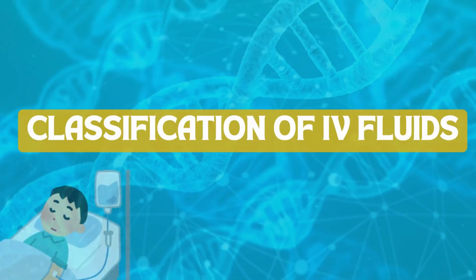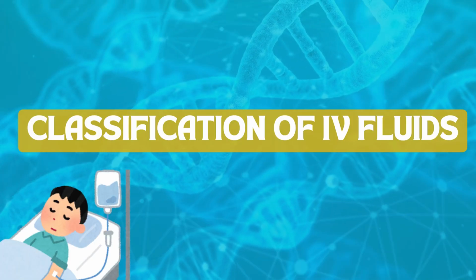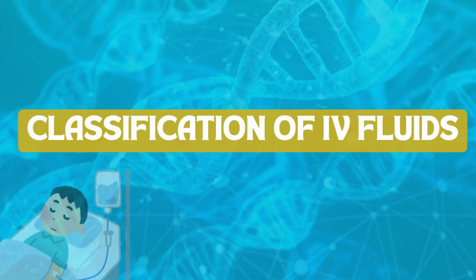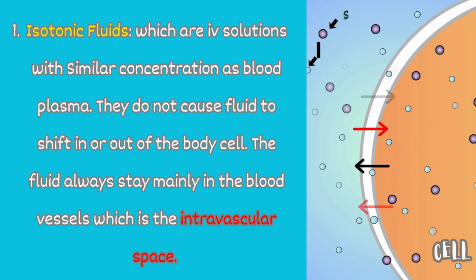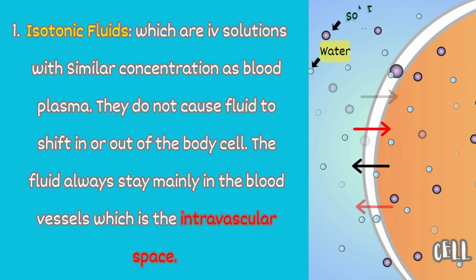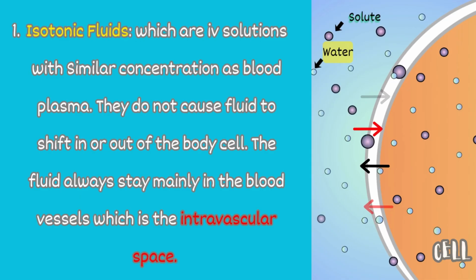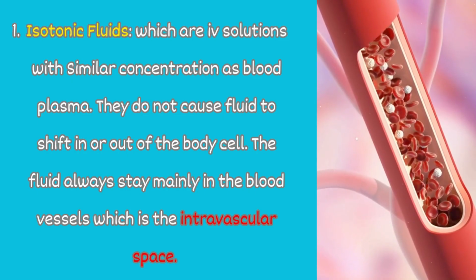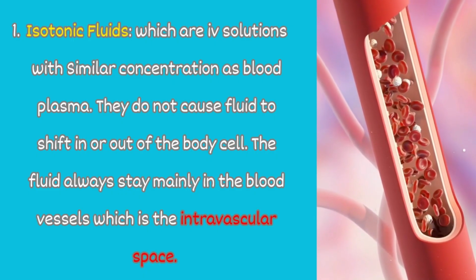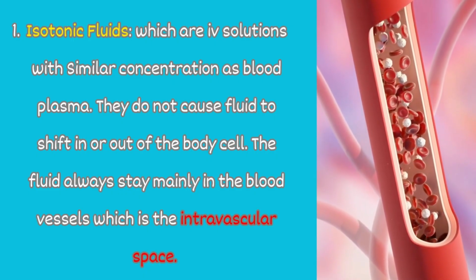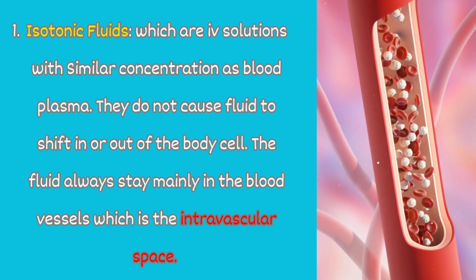Moving on, we have different classifications of IV fluids. IV fluids are divided into four major classifications. One is the isotonic fluids, which are IV solutions that are very similar in concentration to the blood plasma. Because of this, they do not cause fluid to shift in or out of the body cells, and the fluid stays mainly in the blood vessels, which is the intravascular space. They are used to expand intravascular volume without causing significant fluid shift into or out of the cells themselves. Think of it like pouring water into a bucket that already has water. Nothing changes, just that the water increases in amount.